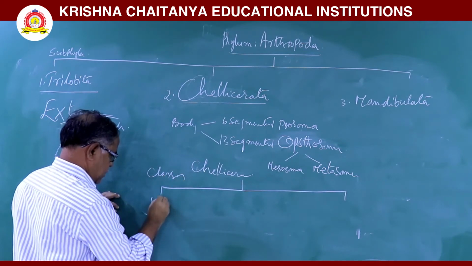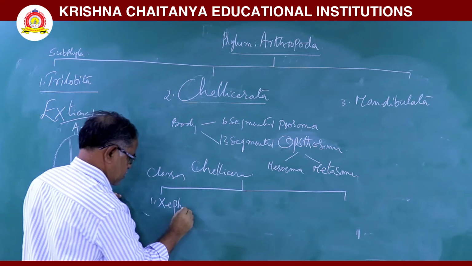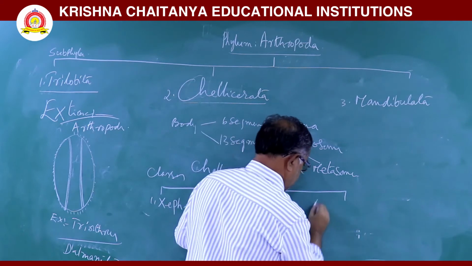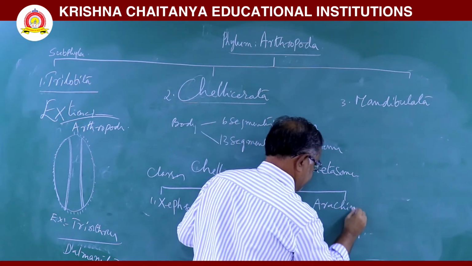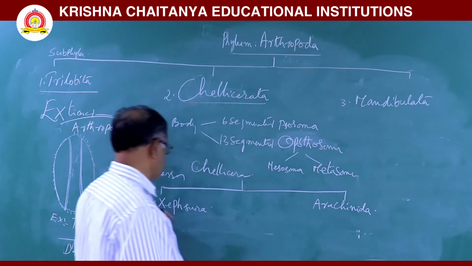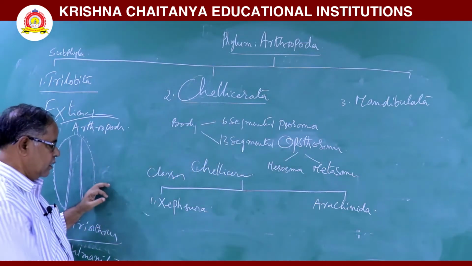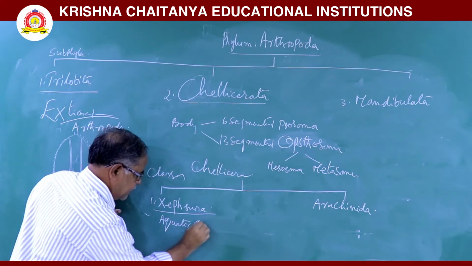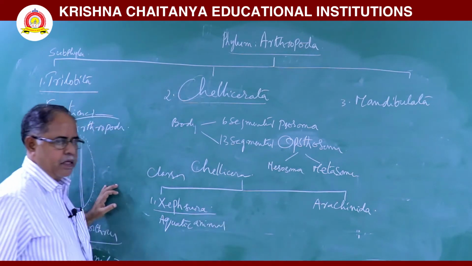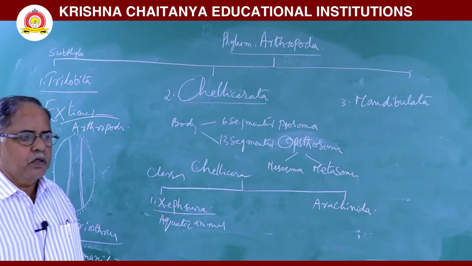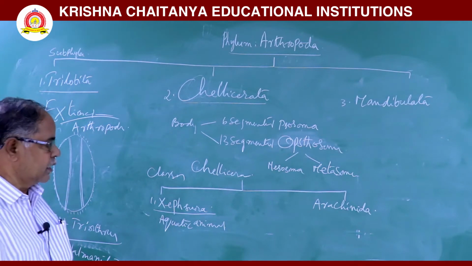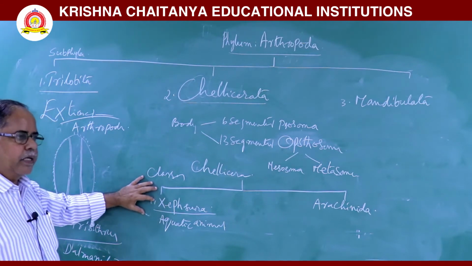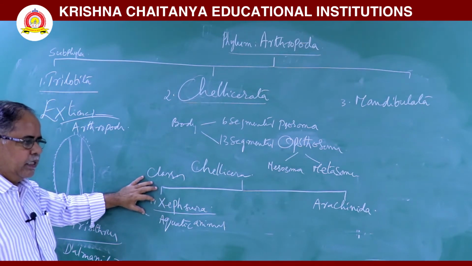One is Xiphosura, then Arachnida. These Xiphosurans are aquatic animals. They live in water only, so branchial respiration occurs here.